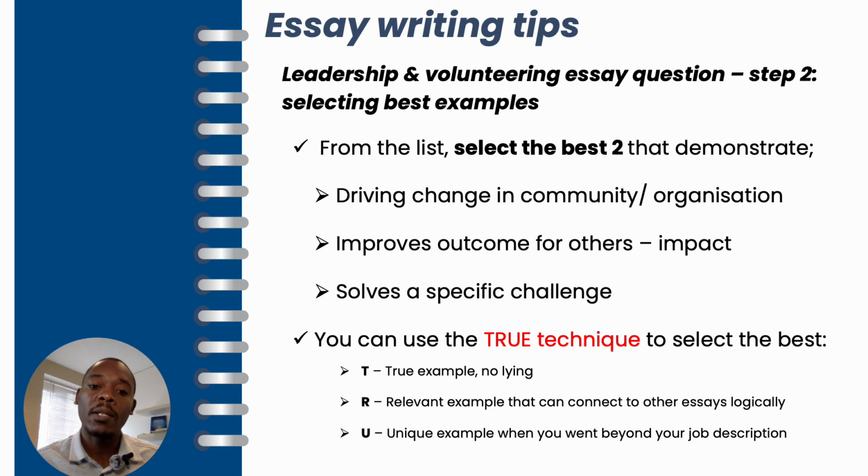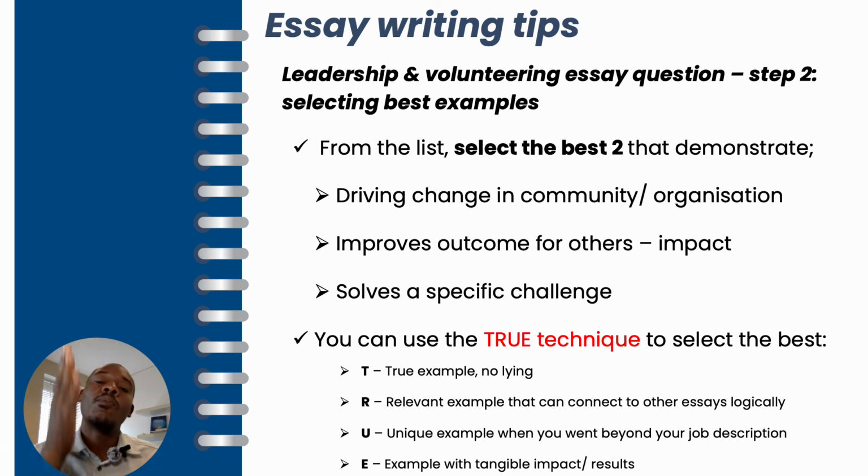It's a relevant example, and it is a unique example. It's talking about your own experience in your job description that you did. It should also give tangible results or impact. It should be able to demonstrate, from all the list that you've made, which of your leadership experiences gives you the most impact that you created, and which of the voluntary activities give you the most impact that you created from the activities that you undertook. And those are the ones that you are going to select.